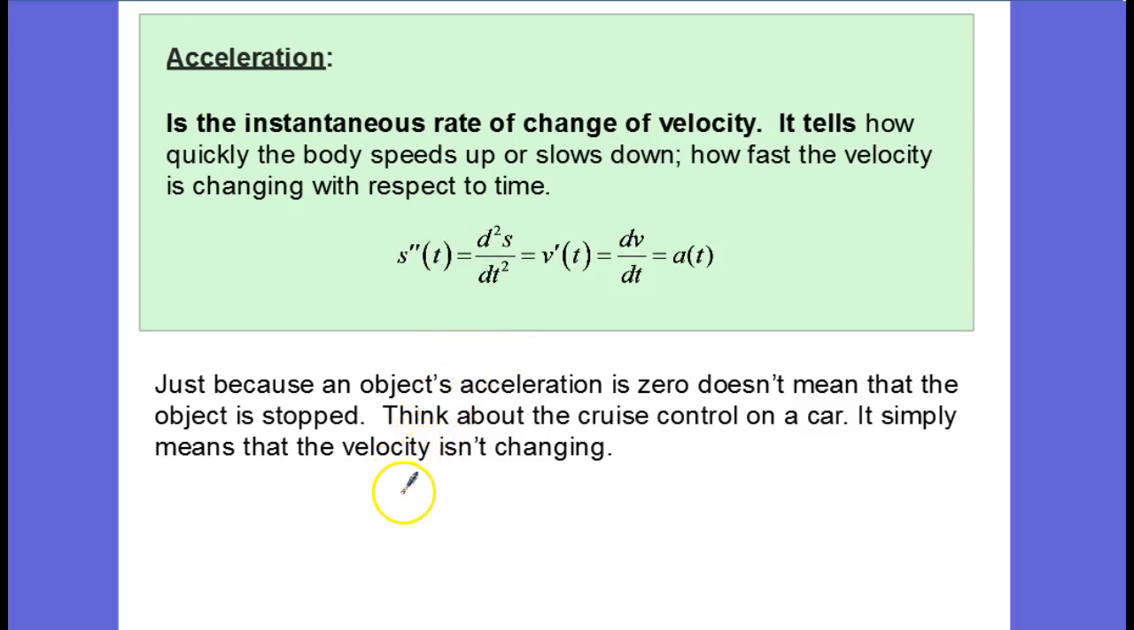And so remember that just because an acceleration is 0 does not mean that the object is stopped. It just simply means that the velocity is not increasing or decreasing. In other words, you're traveling at a constant velocity. So you can think about the cruise control on your car as being an example of constant velocity. You're certainly moving, you're just not accelerating or decelerating.